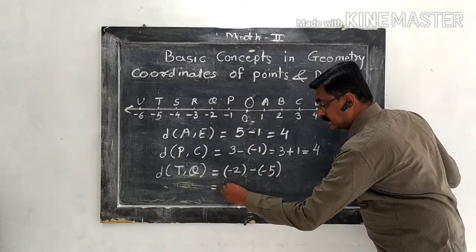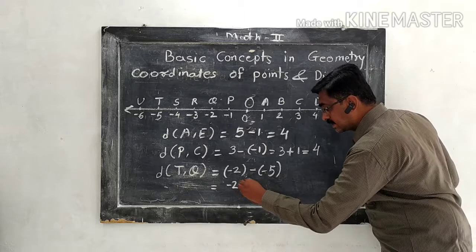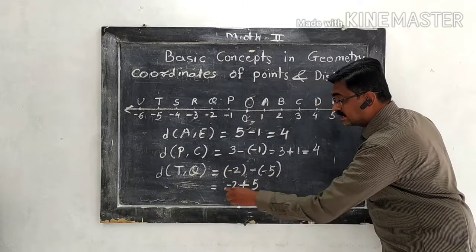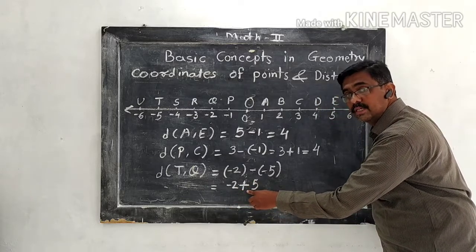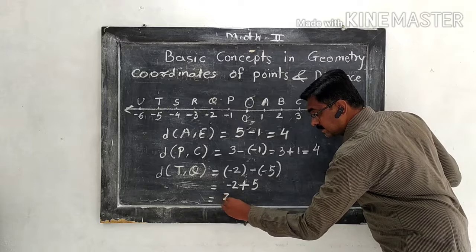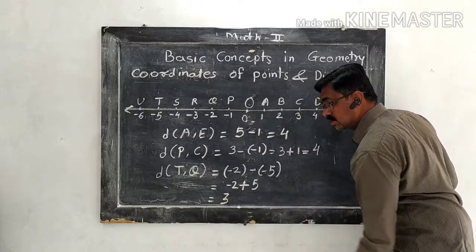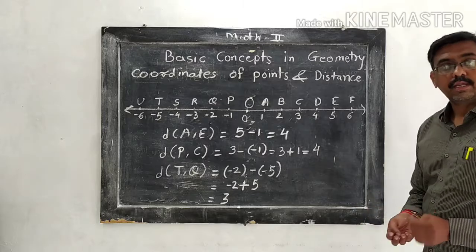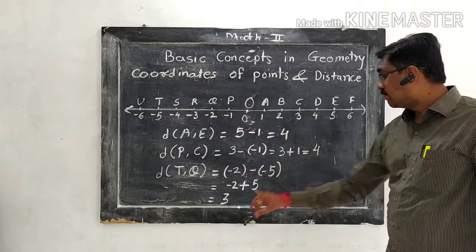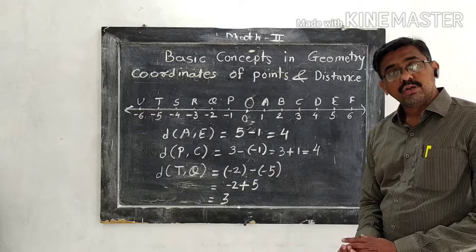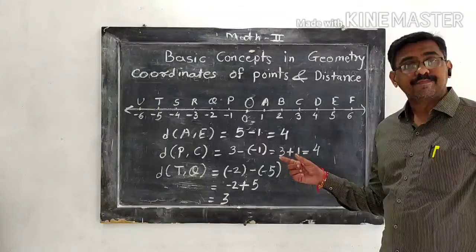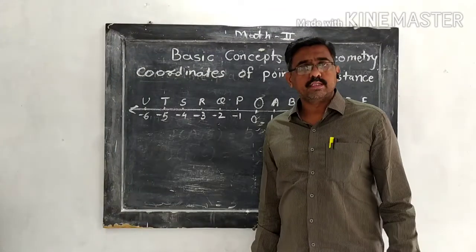So what we get here? -2, solving the brackets, minus it is plus, plus 5. Now one number is negative and one number is positive. So we have to subtract the smaller from bigger. So 5 minus 2, that is 3, and giving the bigger number sign, that is positive. So we get the distance PQ equals 3. So from all the answers, what we find? That the distance is always a positive number. So it tells us that distance is a non-negative real number. More examples.